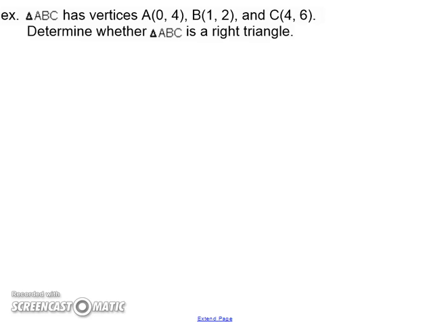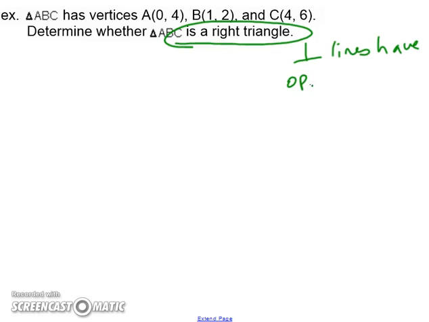First example here, if triangle ABC has vertices of A, B, and C here, determine if it is a right triangle. So first off, we need to understand that in order for it to be a right triangle, we know that it has to have a perpendicular set of lines, and perpendicular lines have opposite reciprocal slopes.